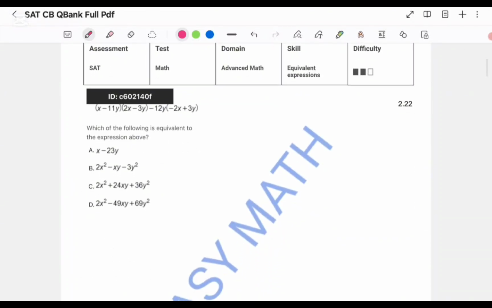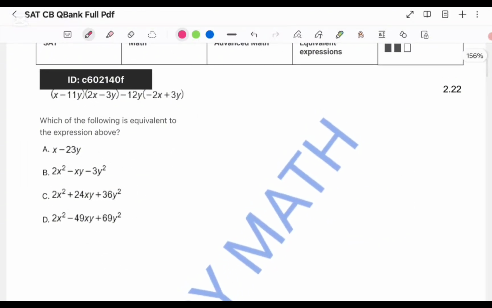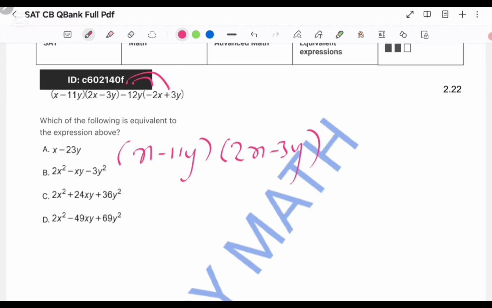Moving forward, we're asked which of the following is equivalent to this. Let's go ahead and do some expanding work. So 8 minus x minus 11y, 2x minus 3y. And let's do the expanding in here. So we're going to have negative 12y, negative 2x plus 3y. So let's go ahead and do this.